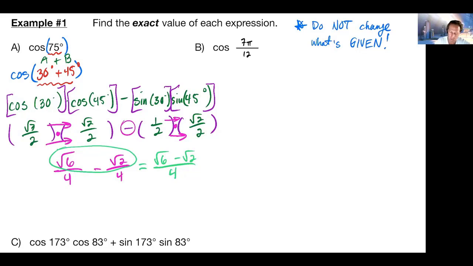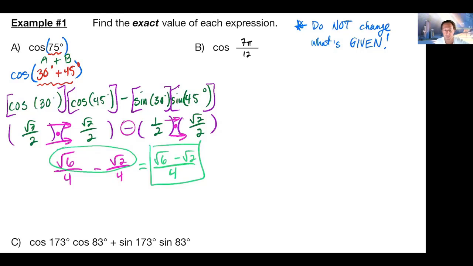Do me a favor, if you want to argue this point, take the square root of 6 in your calculator, punch that in your calculator, then take the square root of 2, punch that in your calculator, and subtract them. I can guarantee you it is not equal to the square root of 4 or 2. It is definitely not equal to that. Okay? So unfortunately, or fortunately, however you want to look at it, you're done. There's nothing else that you can do. So there's our answer to part A.